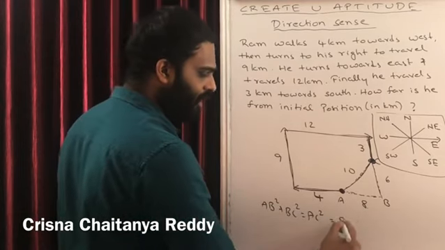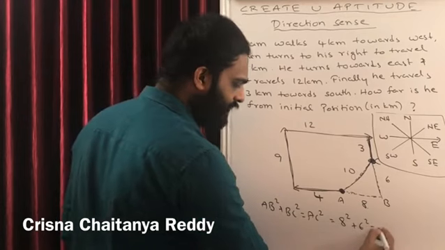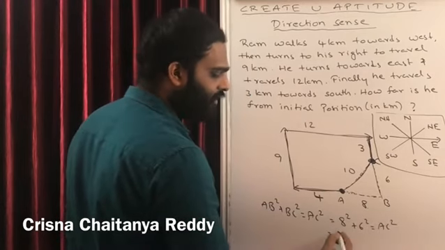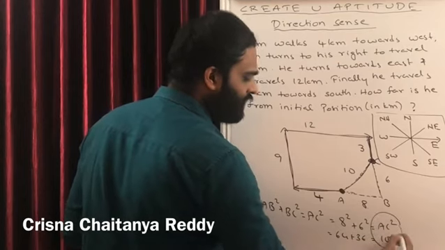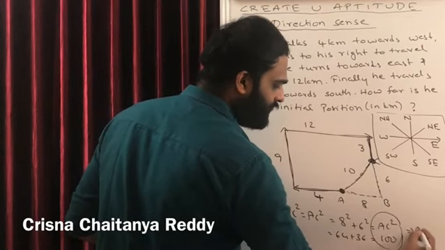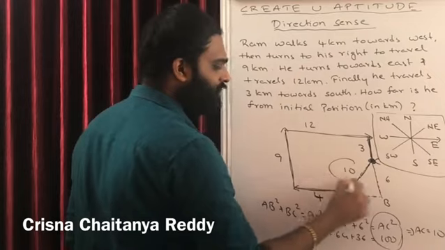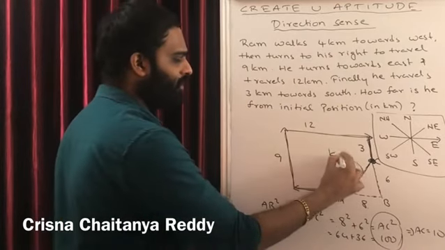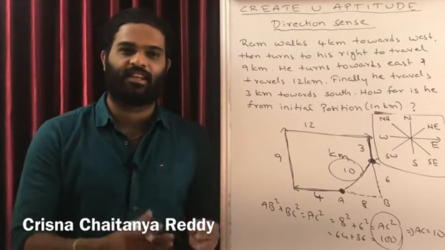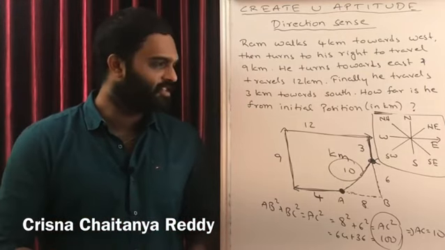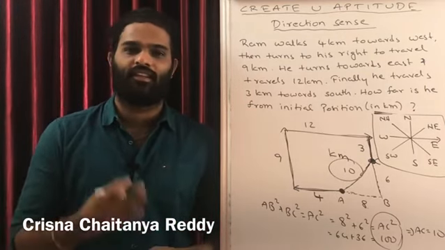That means my answer will be 8 square plus 6 square is equal to AC square. This is equal to 64 plus 36, which is equal to 100. AC square is equal to 100, that implies AC is equal to 10. So your answer for this question is 10 kilometers, because he is asking us to answer in kilometers. Once you know which is east and which is west properly, then these questions will be very easy to answer. Let us answer another question.